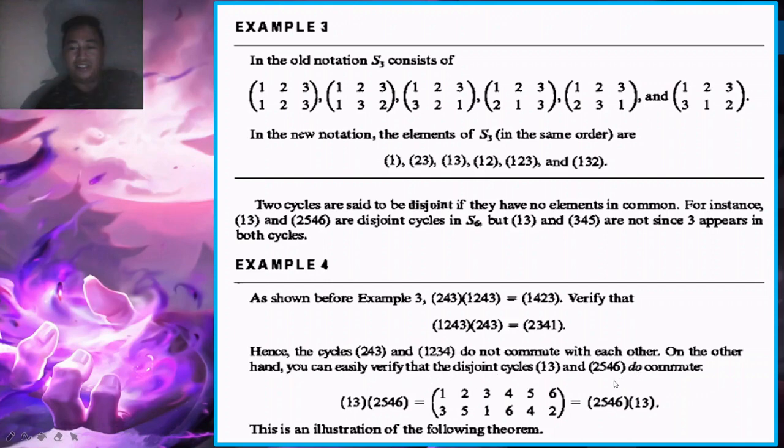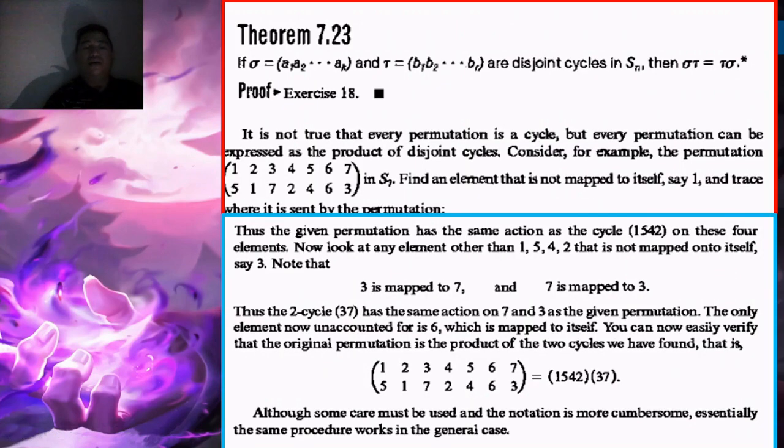On the other hand, you can easily verify that the disjoint cycles 1, 3, and 2, 5, 4, 6 do commute. Okay, since disjoint man sila, so mo-commute sila. So this is an illustration of the following theorem. Basta disjoint cycles, pwede sila mag-commute. And kani kay di man siya disjoint cycles, na may common elements nga 2, 4 ug 3.